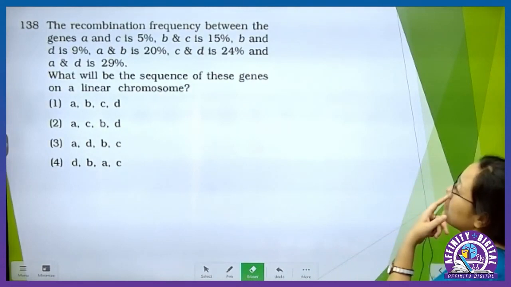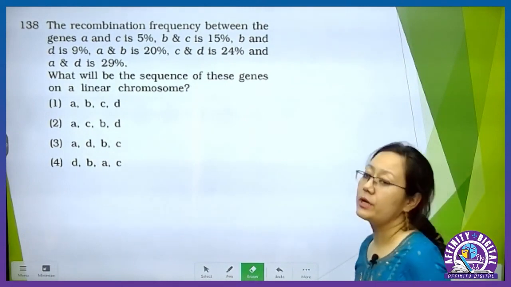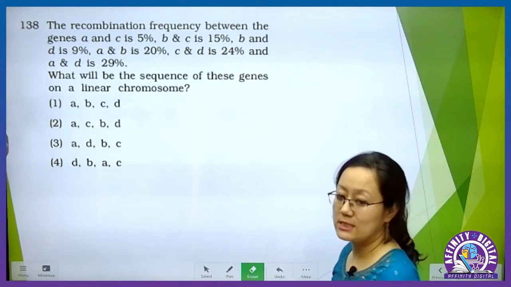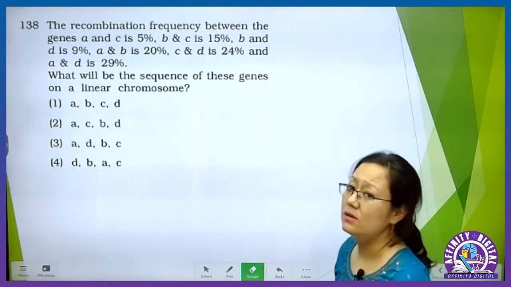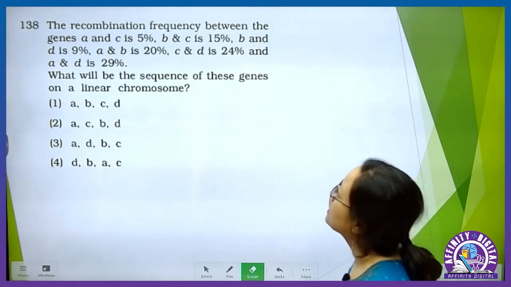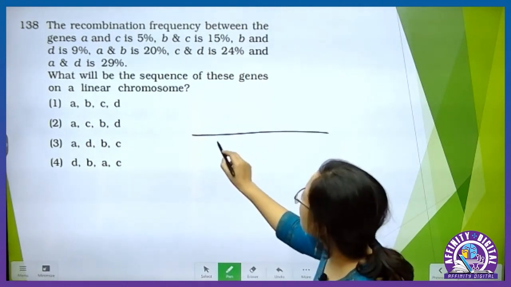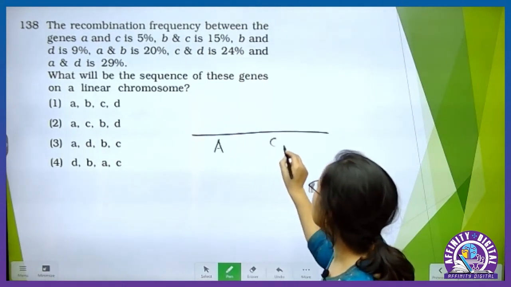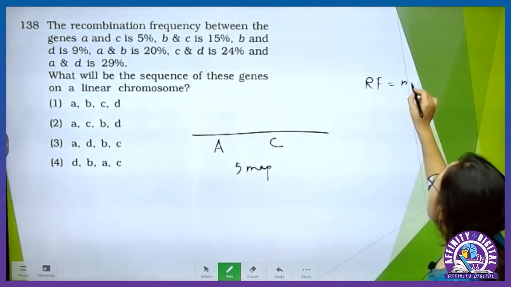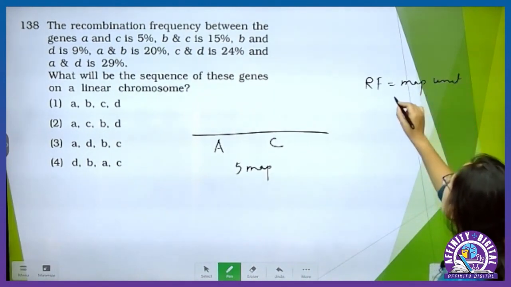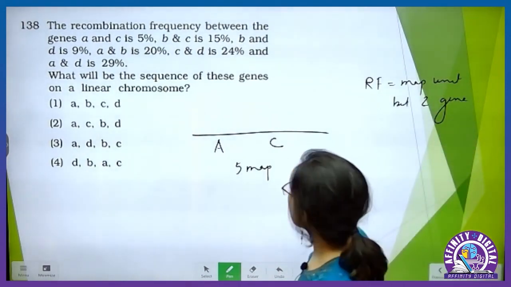138. Recombination frequency between gene A and C is 5%. We know recombination frequency is equal to the distance between the two genes. This we have done very nicely in the class. So here it is given A and C is 5 map units. Recombination frequency is equal to map unit between two genes. A and C is 5.